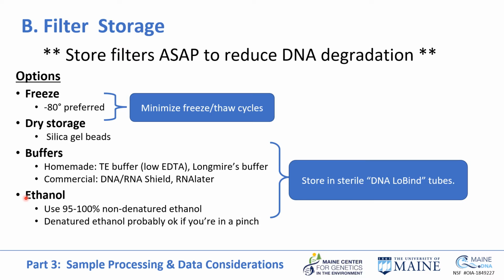Ethanol is also a pretty good DNA preservative, although I will say that ethanol is flammable. So if you want to mail your samples, you're going to run into problems with that. So if you want to mail your samples anywhere, I'd recommend using a buffer, dry storage, or freezing. But ethanol is a perfectly fine way to store your filters. If you use it, I recommend using 95 to 100% non-denatured ethanol. Denatured ethanol just simply has additives to it, and usually these additives are okay, but sometimes they can mess with things downstream.